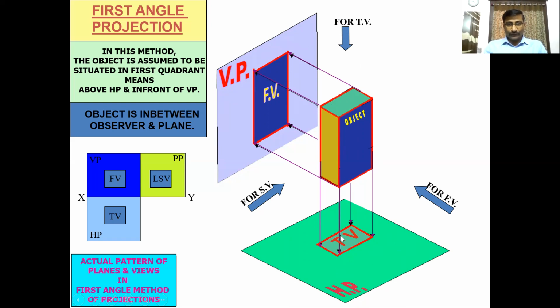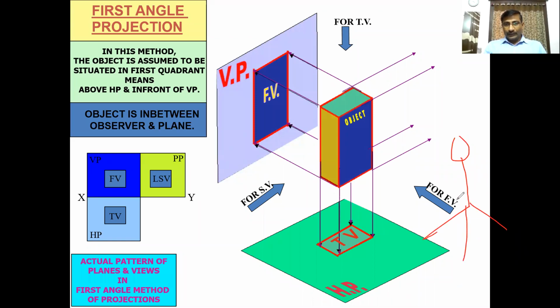That is the top view of the object. Clear? Next, coming to the side view. Which type of side view can be drawn for this object? When the observer is looking from this direction, this is the first side view, and it represents the left side view, because when looking from this object, the observer is at this place.